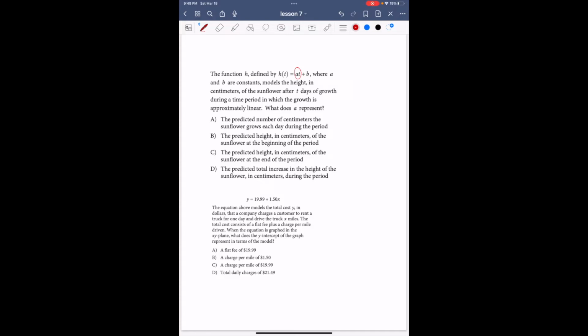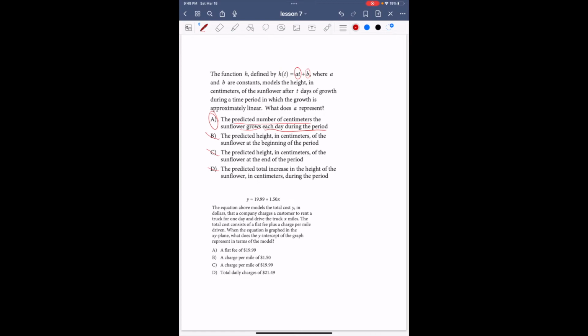So let's read each answer. The predicted number of centimeters the sunflower grows each day during this period. I think that works because it's saying the increase in growth, or the increase in y, for every 1 unit increase in x, for each day during the period. B, the predicted height of the sunflower at the beginning of the period. No, that would be the y-intercept, b. So that's not correct. The predicted height of the sunflower at the end of the period, that's not a slope interpretation at all. And the predicted total increase in height, that's not it. The correct interpretation should be each day it is allowed to grow, not the total increase. That's why A is the answer.